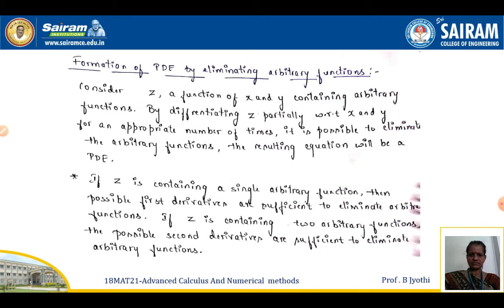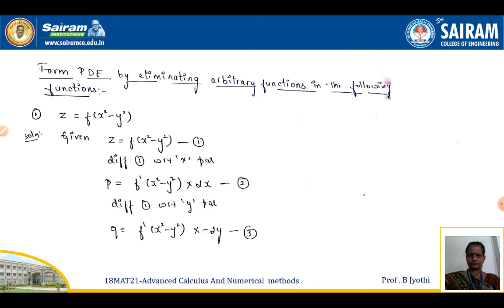Let's see the problems now. Form a partial differential equation by eliminating the arbitrary functions in the following. The first equation is z is equal to f of x square minus y square. So it's given, call this equation number 1.